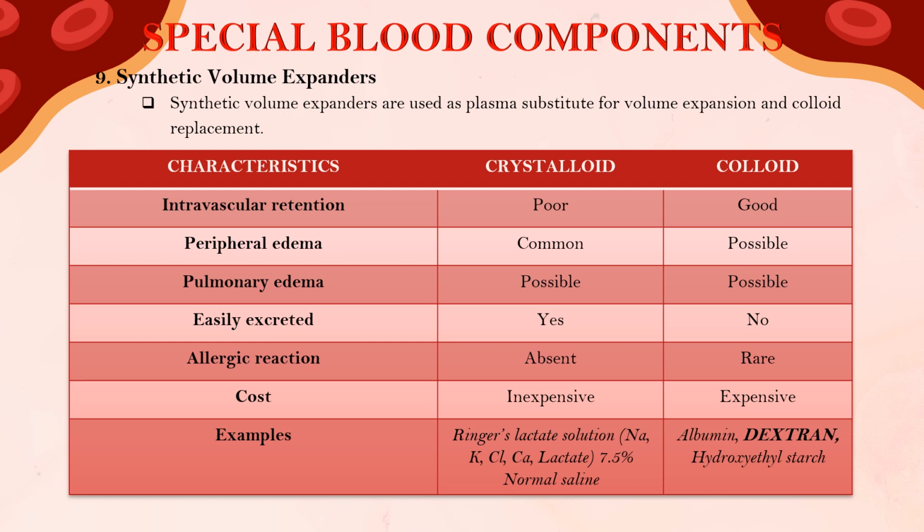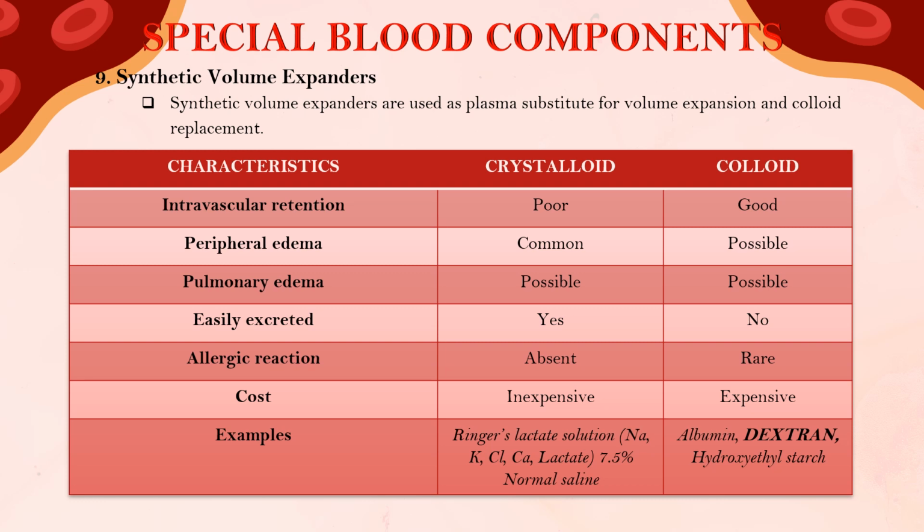Okay, number nine, we have synthetic volume expanders. From the term itself, these are artificial substances that are used primarily for volume expansion, as plasma volume substitute and colloid replacement. These are primarily utilized for patients suffering from hemorrhagic shock and burns. We have two categories of volume expanders.